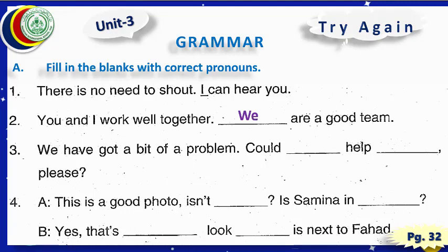Let us move to part number 3. We have got a bit of a problem. Could you help me? This you is second person, it is singular. Could you help us is correct also. You can write here me also, but if it is written us, it will be first person plural.